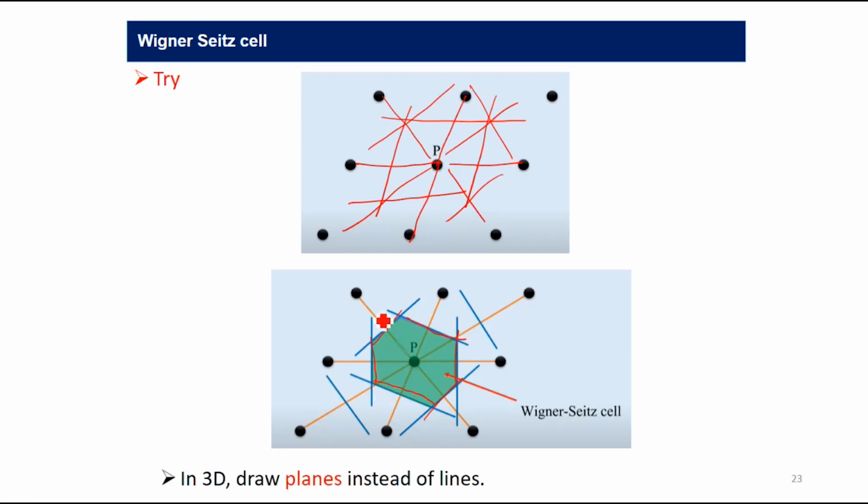In 3D, instead of lines, you have to draw planes. You draw planes, and when you join all these planes, you'll get a Wigner-Seitz cell in 3D.